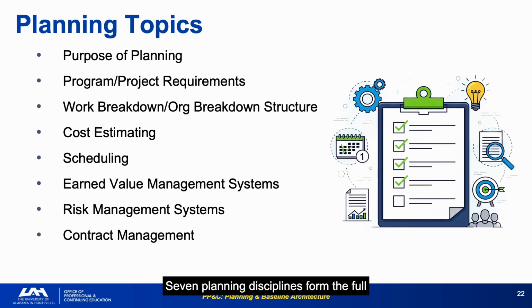7 planning disciplines form the full PP&C planning architecture. This slide maps the territory you'll cover in Module 1, from the fundamental question of why do we plan, through contracts. The planning phase answers 7 business questions. Where is the requirement? How is the work organized? What will it cost? When will it happen? How will we measure it? What could go wrong? And how do we buy it?